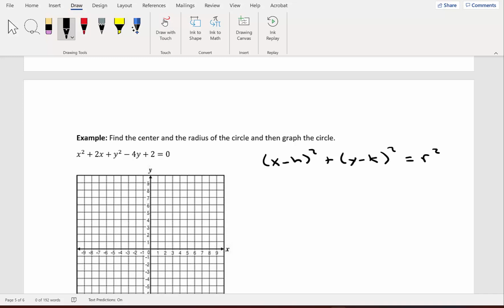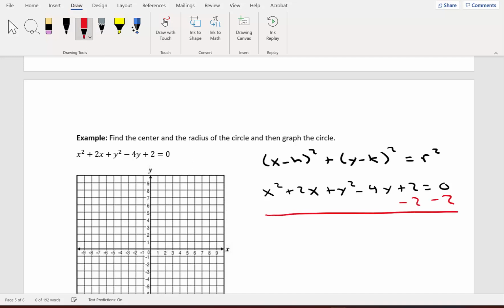So for my equation, we have x squared plus 2x plus y squared minus 4y plus 2 is equal to 0. So now to get it into this form, first, you want your x's and y's on the same side of the equation, and then move the constant to the other side. So we're going to go ahead and subtract 2 from both sides. So I get x squared plus 2x plus y squared minus 4y is equal to -2.